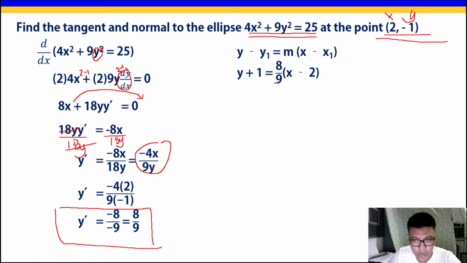So ngayon dito, cross multiply na natin yung 9. Okay? Since naka-fraction naman siya, okay lang na i-multiply natin. So, i-distribute natin to dun sa y, tapos sa 9. So, 9 times y, we have 9y plus 9 is equal to 8 times x. So, dito naman, distribute lang yung 8. So, 8 times x, 8x minus 8 times 2, we have 16. So, solving now for the equation of tangent line.